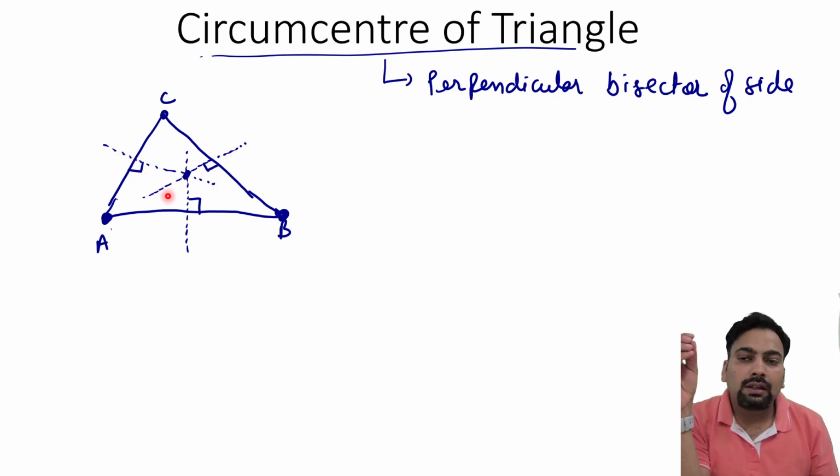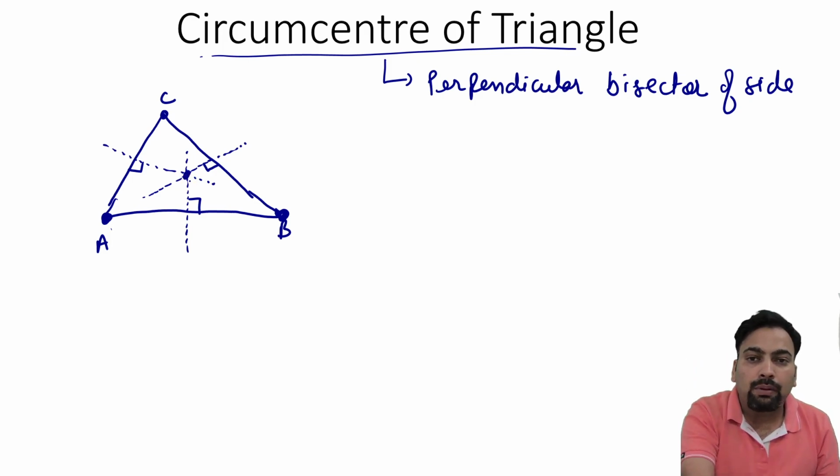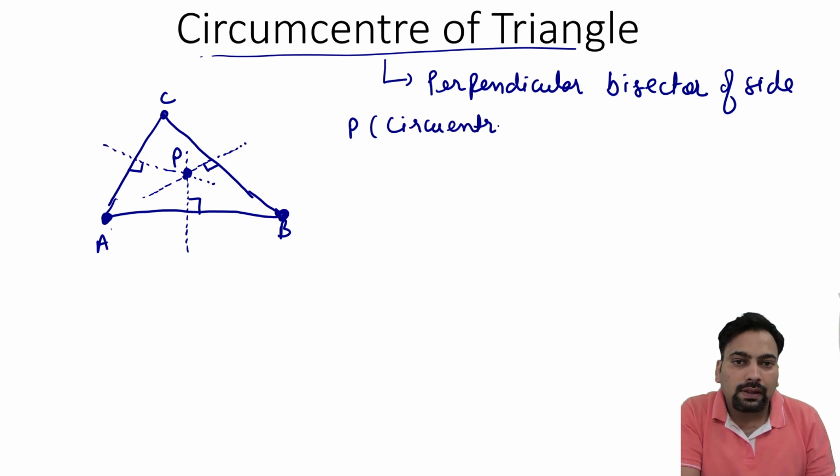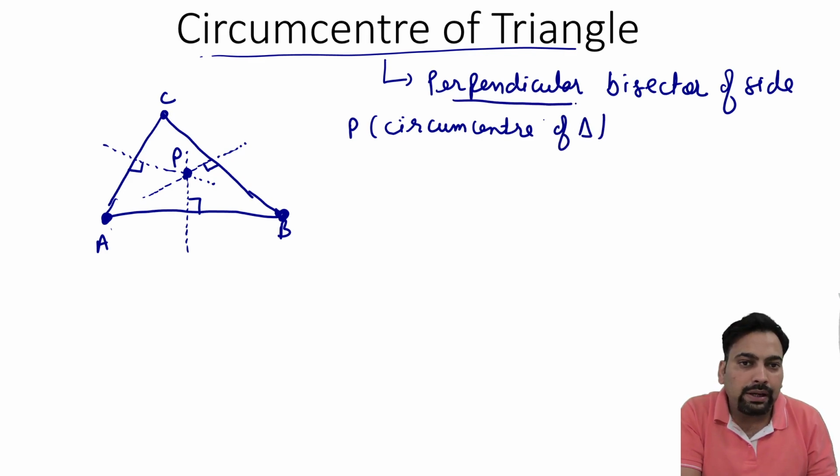If all the three perpendicular bisectors intersect at a point, that point is called the circumcenter. Let's suppose this point's name is P. This point P is the circumcenter. I will write the name again: circumcenter of a triangle. This is the keyword: perpendicular bisector.